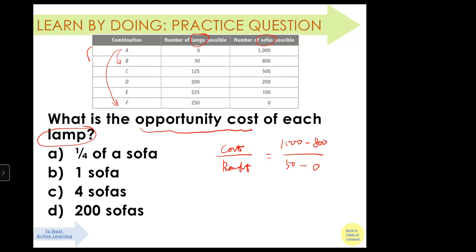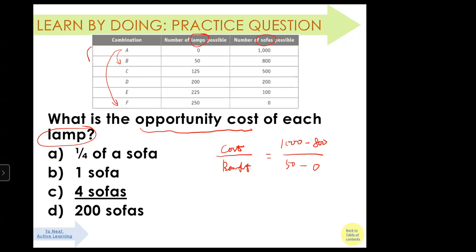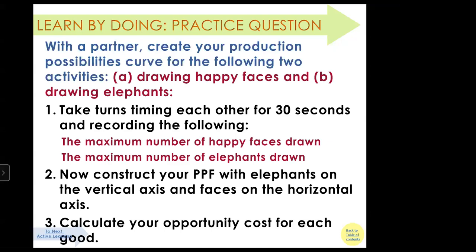And then from here, we can find out what is the opportunity cost. The opportunity cost is going to be C, right? Because this is 200 divided by 50. So that gives you an opportunity cost of 4. Right? So these are the practice questions. Now we have another practice question.